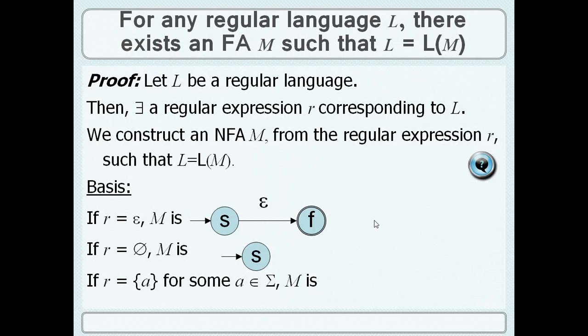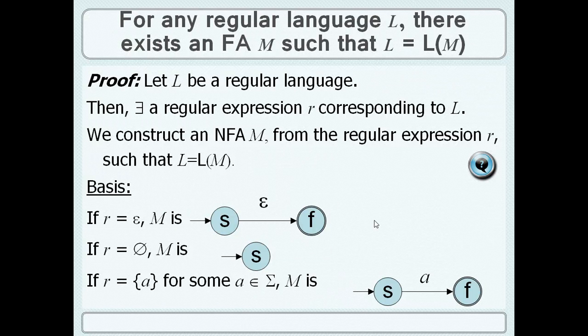First, let L be a regular language. Then there exists a regular expression R corresponding to L, so that we can construct an NFA M from the regular expression R such that L is equal to L(M). For this we have a basis. If R is equal to epsilon, then M is given like this, as in the figure: the starting state with an epsilon transition to the final state. If R is equal to phi, then M is given by a starting state only, with no transition.